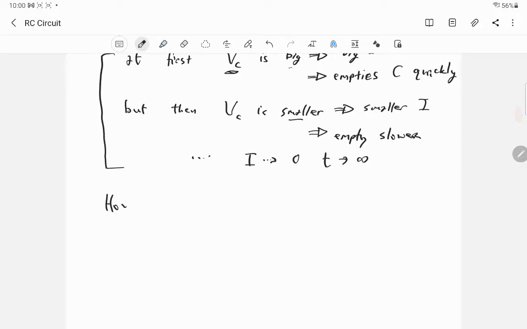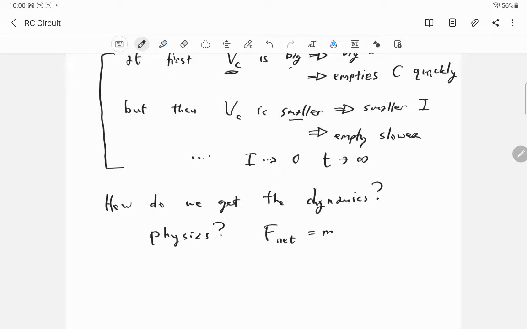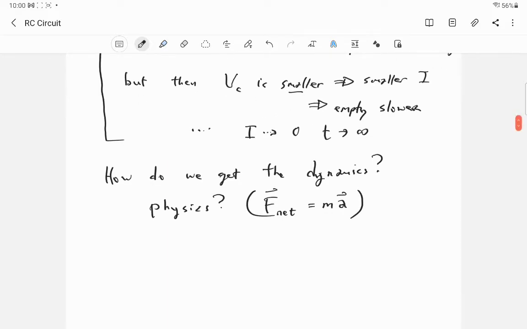How do we get the dynamics? What is the physics, right? We need something that's kind of like an F equals ma, right? But this isn't going to work for us because it's just not the right avenue. So it turns out that Kirchhoff's loop rule is going to be our physics. It's going to give us the physics.